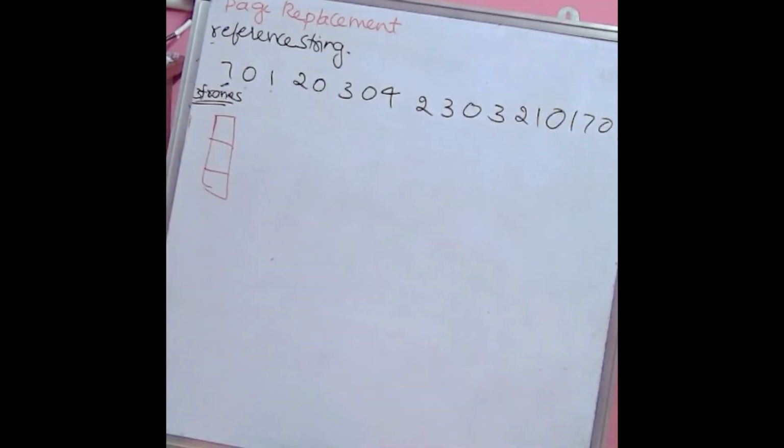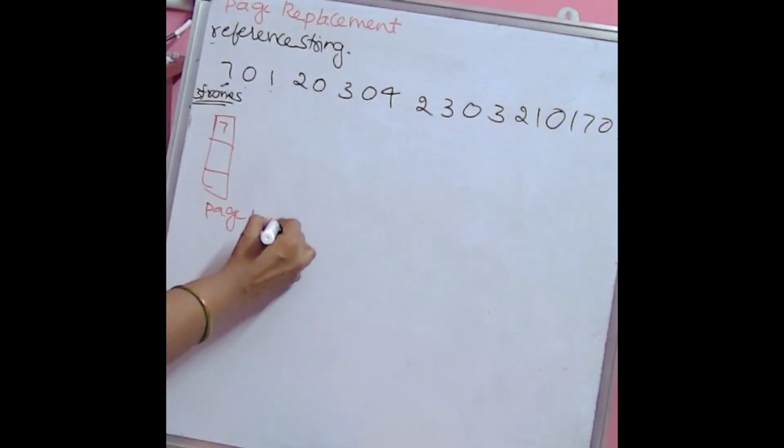3 frames are empty, 3 positions are empty. First we require the 7th page, that's why we transferred the 7th page from hard disk to main memory. The page is first not available in the main memory. That we are calling by the name page fault. With the page replacement algorithms, how many page faults are there?